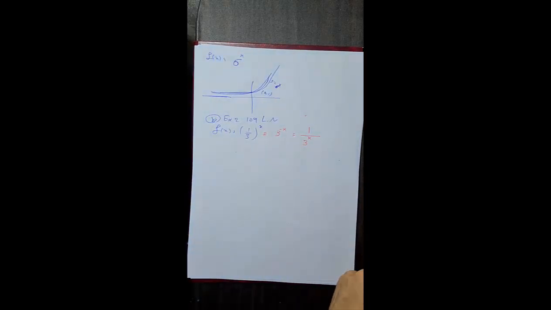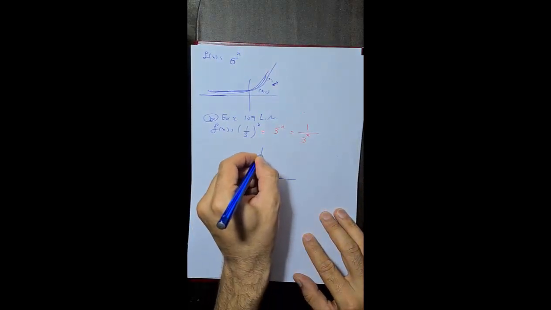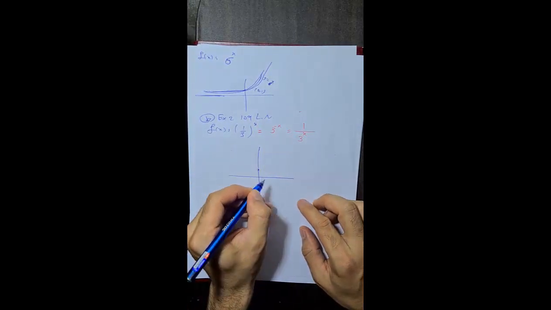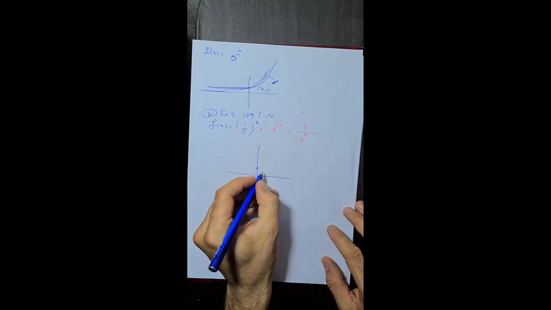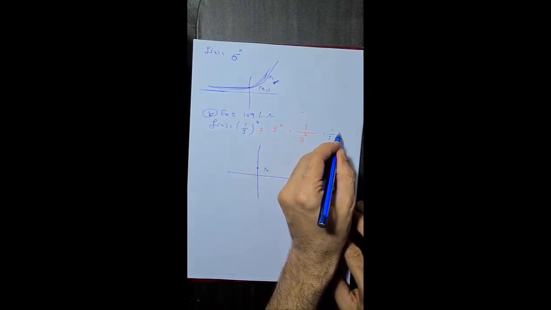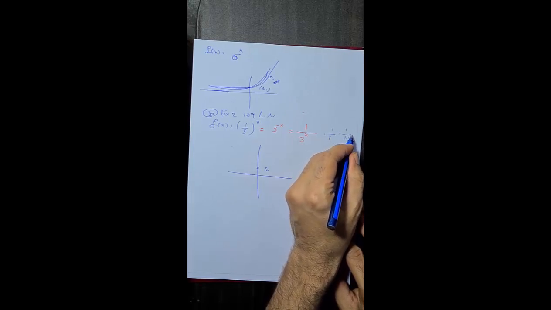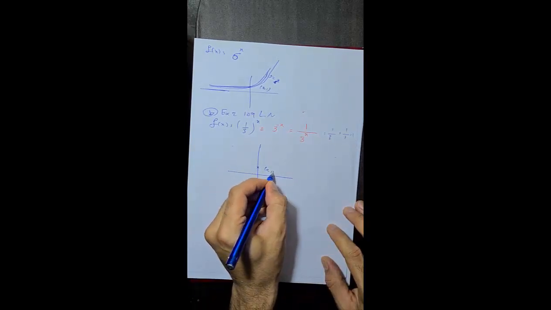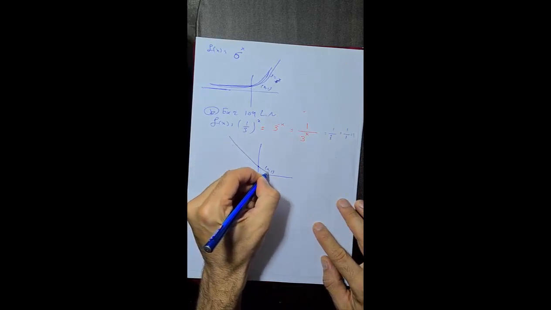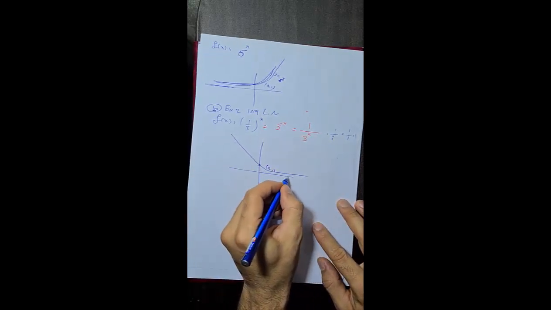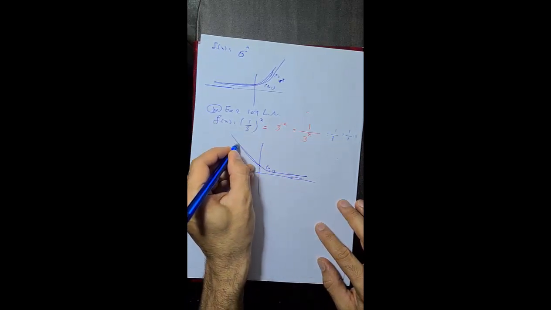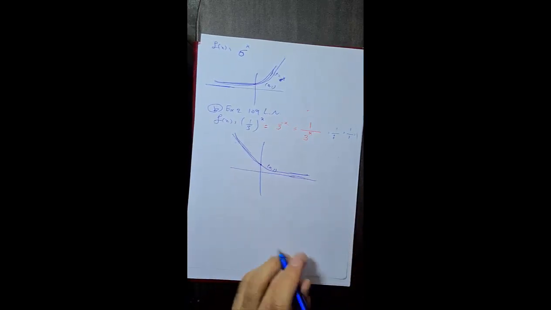So for the graph, I'm going to sketch it. If I put 0 here, what will I get? For example, 1 over 3 to the power 0 is equal to 1 over 1, which is equal to 1. So if I put 0, I will get 1. But the shape of this formula will change to the other side. So we have the same shape, but in the other direction. So we have something like that.